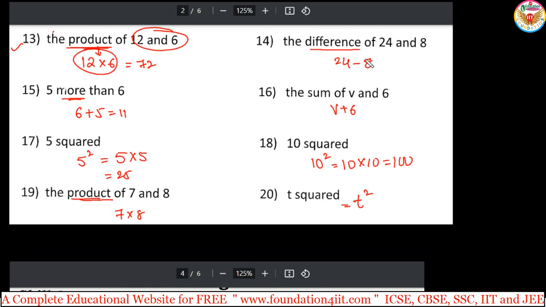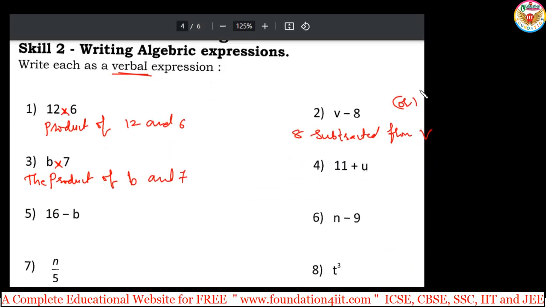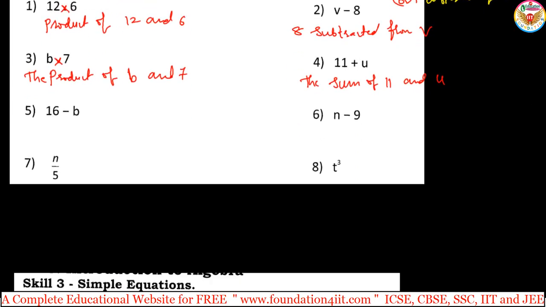Difference of 24 and 8 means 24 minus 8. Same way here also, you can use the difference of V and 8, so V minus 8. Okay, for the plus symbol, we can use the sum of 11 and U. So 11 plus U. Minus means you can use the word difference. This is all you can write easily.